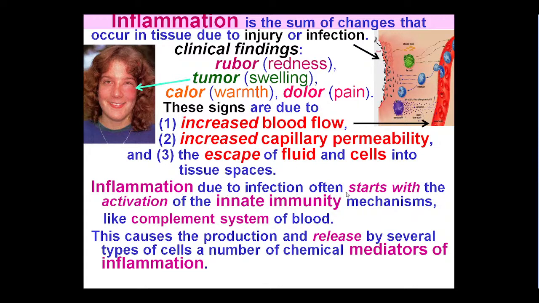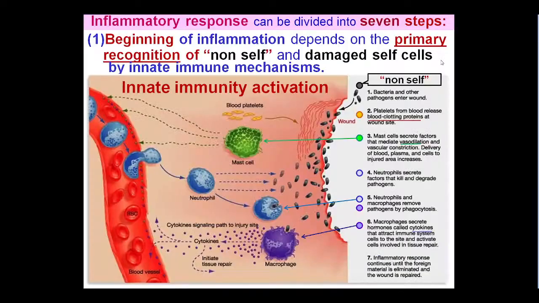Inflammation due to infections often starts with the activation of innate immunity mechanisms like the complement system, soluble proteins in the blood. This process causes the production or release of mediators of inflammation. One mediator of inflammation is histamine secreted by mast cells. Other mediators of inflammation, for example interleukin 1, interleukin 12, and interleukin 6, are produced by macrophages, and they also enhance vascular permeability.